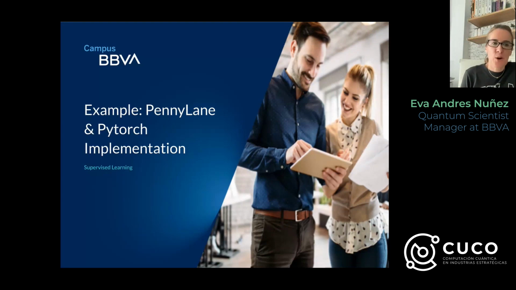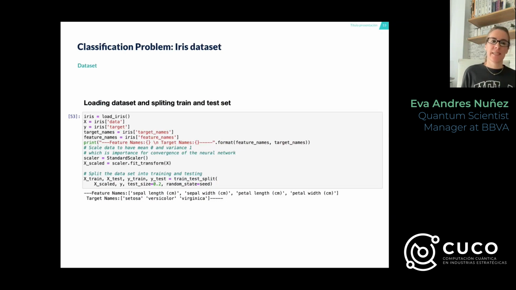So let's go. At this point, we are going to do an implementation using PennyLane and PyTorch and also the data re-uploading technique in the iris classification problem. For that, we start by preparing the model to do a benchmarking, first using a classical neural network, and after that, the quantum neural network.